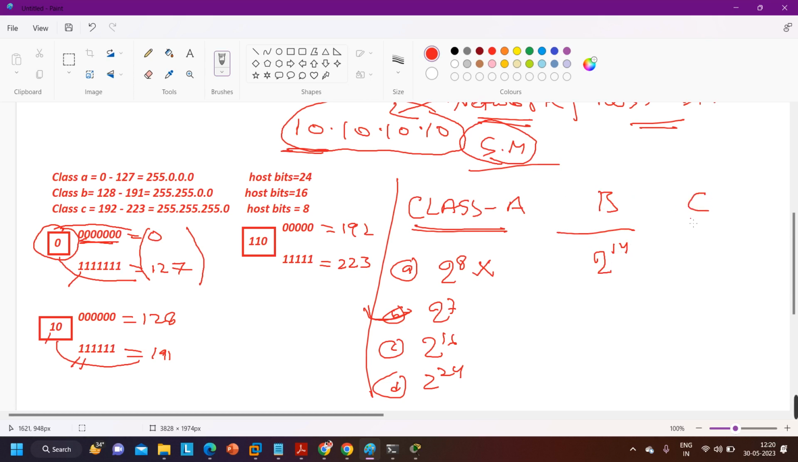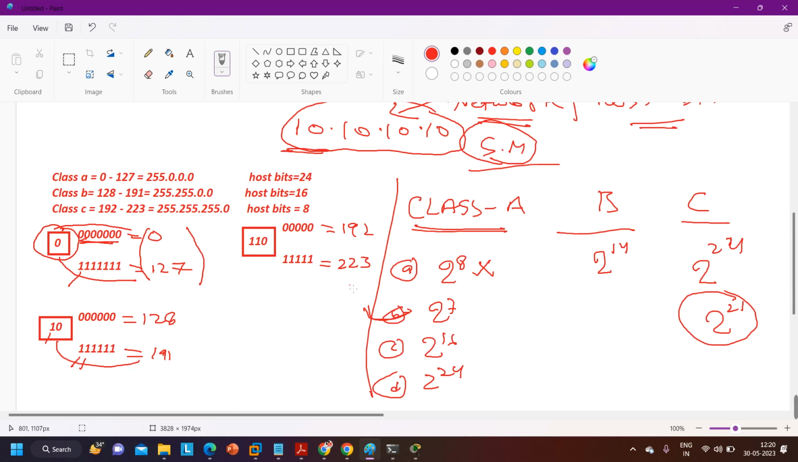For class C, how many networks can we design? 2 to the power what? 24 or 21? 24 minus 3 is 21. It's going to be 21, exactly. We have 24 bits for network, but we have reserved 3 bits for class C. Now this was just an overview of IP addresses.